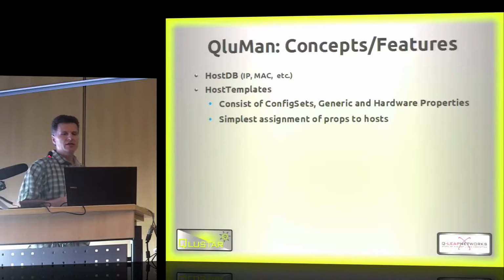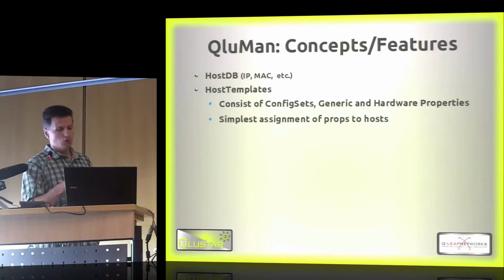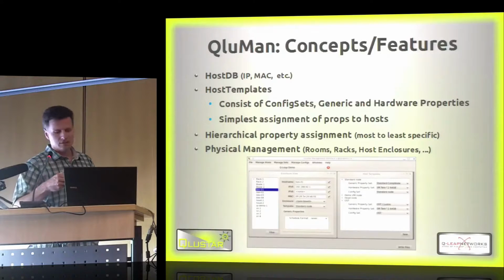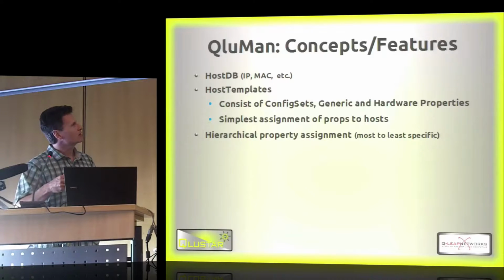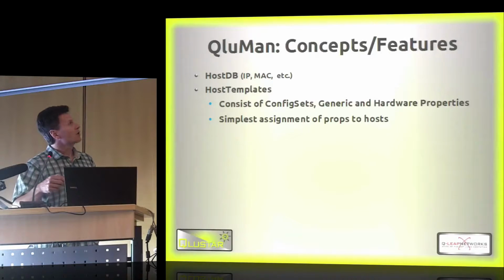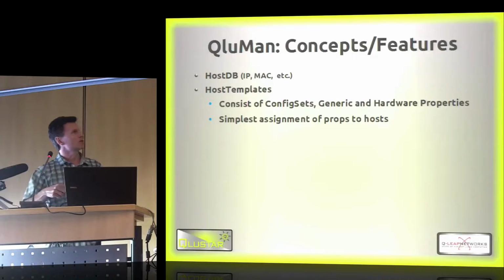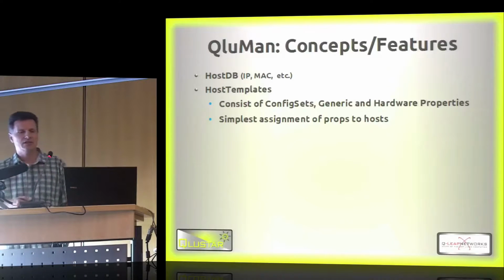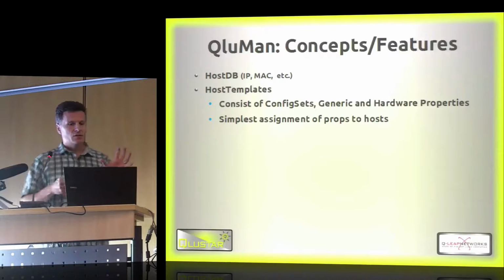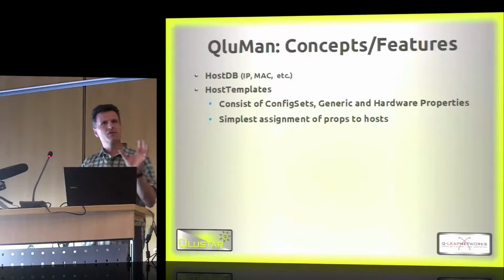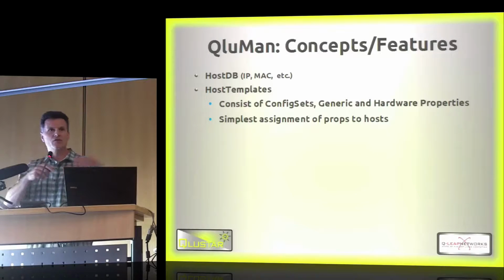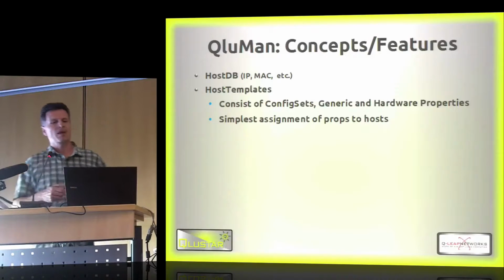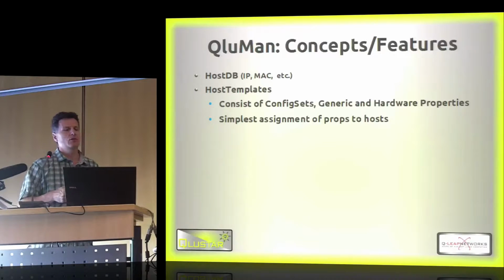So a host template actually consists of what we call a config set, of config sets, then generic and hardware properties. Actually sets, I forgot the set here. So it's a combination of sets. Set means different parts of properties. And that's, as I said, the simplest assignment of properties to hosts.